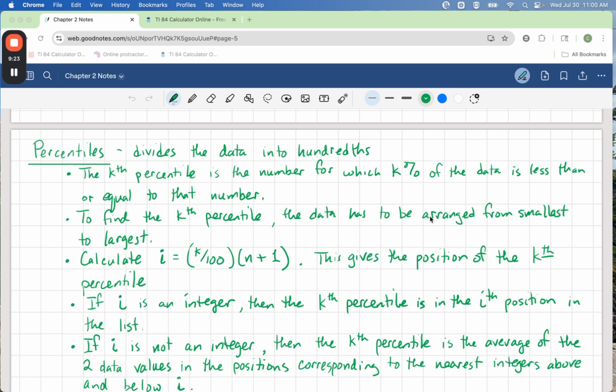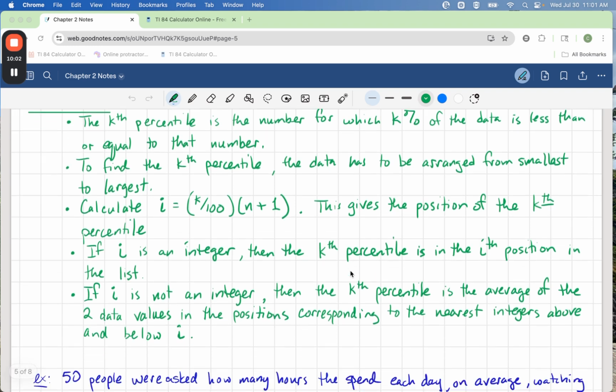The kth percentile is the number for which k% of the data is less than or equal to that number. To find the kth percentile, the data has to be arranged from smallest to largest. Then I calculate i, which is k over 100 times n plus 1. This gives the position of the kth percentile. If i is an integer, then the kth percentile is in the ith position in the list. If i is not an integer, then the kth percentile is the average of the two data values in the positions corresponding to the nearest integers above and below i.